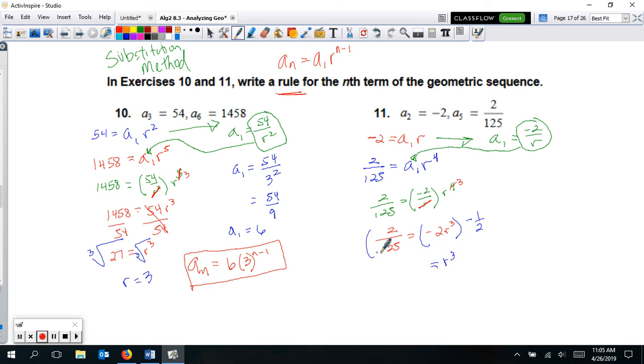I'm going to multiply this one also by a negative 1/2. So that makes this fraction negative, and 1 times 2 is 2, still on the top. 2 times 125 is 250 on the bottom. So we have now 250. We may want to simplify that. In fact, I will. We can simplify that to 1 over 125.